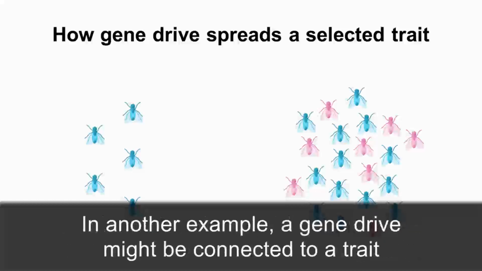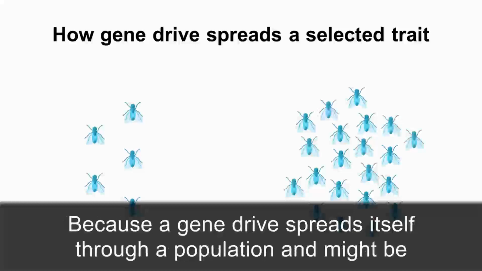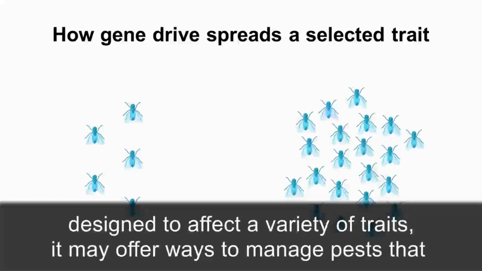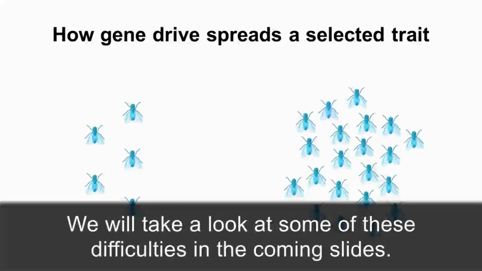In another example, a gene drive might be connected to a trait that changes a pest so that it causes less damage to crops or livestock. Because a gene drive spreads itself through a population and might be designed to affect a variety of traits, it may offer ways to manage pests that are becoming increasingly difficult to manage using current methods. We will take a look at some of these difficulties in the coming slides.